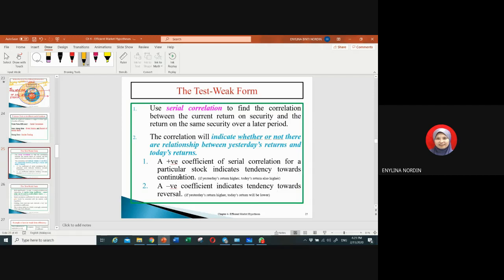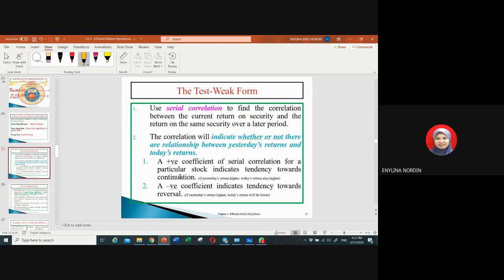That means, for example, if yesterday's stock price increased, we can predict today's stock price is also going to increase, and tomorrow's stock price is going to increase as well. That is what we mean by a positive coefficient indicating a tendency towards continuation. If yesterday's stock price dropped, we can predict today's stock price is going to drop as well, and then tomorrow's stock price will also drop.